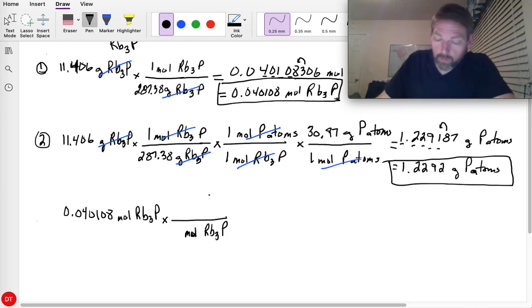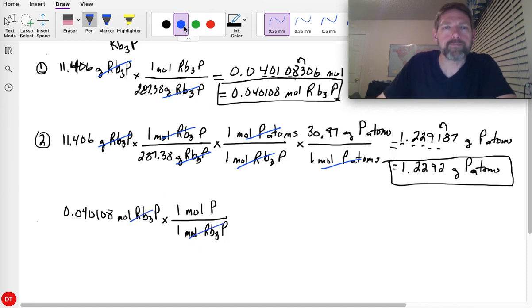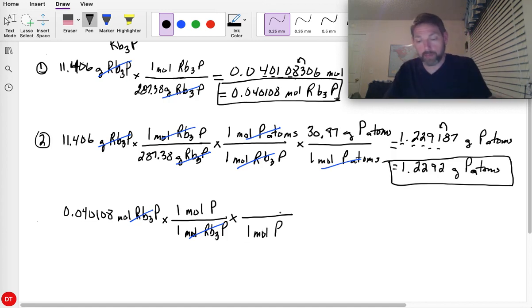All right, so if we went moles of rubidium phosphide, how many moles of phosphorus do we have? Well, in 1 mole of this substance, there would be 1 mole of phosphorus. That looks pretty straightforward, right? Let's cancel out that unit. So if we had 1 mole of phosphorus, how much mass would we have? When we look at our periodic table, remember, it's 30.97, right?